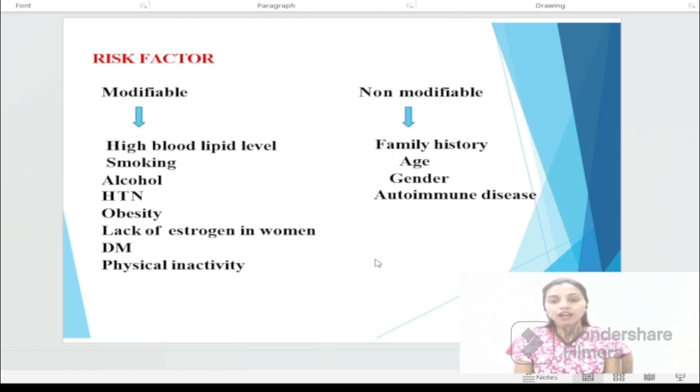So today we looked at and discussed the introduction, causes, and classifications of myocardial infarction, and these are the risk factors. In the next class we will have further discussion of myocardial infarction. So thank you.